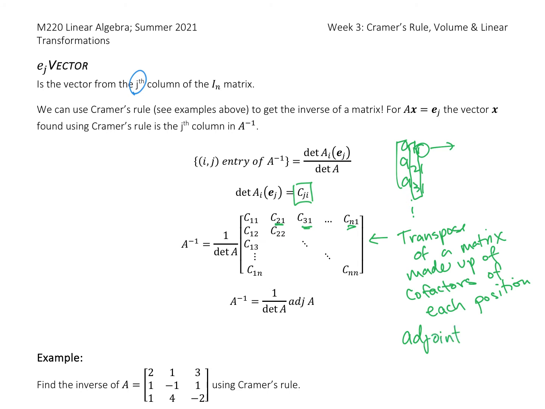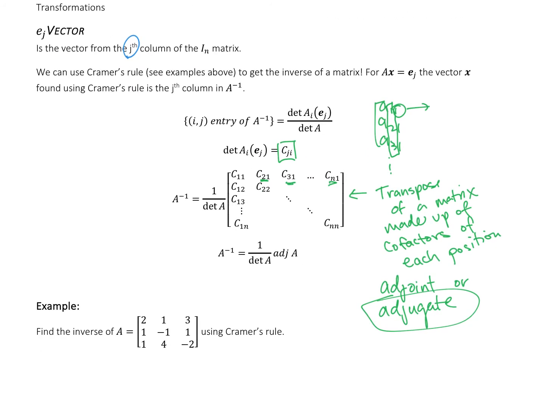matrix, or we call it the adjugate matrix. Now you're more likely to hear the adjugate. The adjoint apparently means something else further into weird linear algebra space, but we don't have to worry about that. So we just call this the ADJ. So the adjugate of A is the transpose of the matrix of the cofactors of each position.